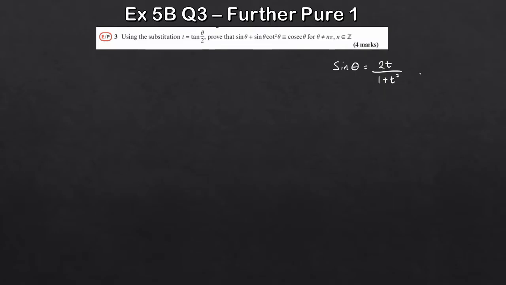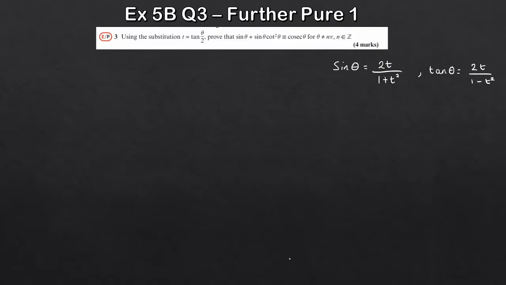We also have tan theta. Similar, it's 2t, but instead of 1 plus t squared, it's 1 minus t squared. So then we have two identities for this one. The reason we've got tan theta is because we've got cot squared theta, which is going to be 1 over tan squared theta. We can deal with that in a moment.